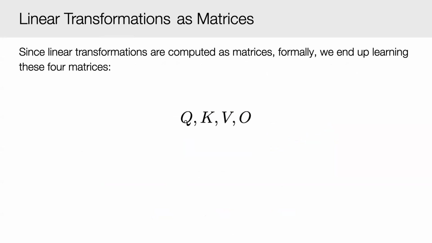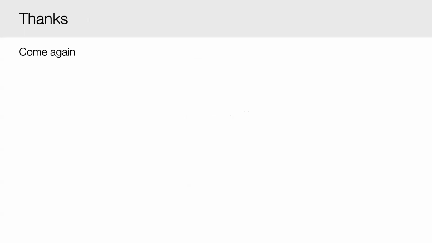We can basically represent our transformation that we talked about as distinct matrices. So formally, we will learn these 4 different matrices: the queries, the keys, the values, and the output matrix. That's it.